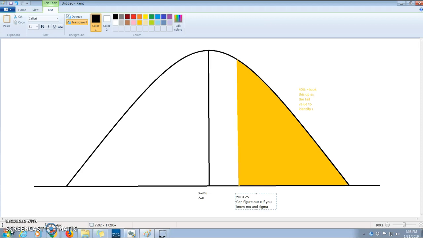So when you're asked questions about this, I would strongly encourage you to draw this figure out and put down what you know. If you're given z or if you're given x, write down what the mu is, write down the proportions or the probabilities, write down whatever you know and use that as your starting point to solve the problem.